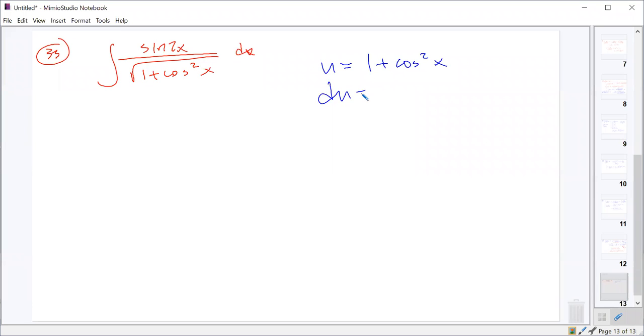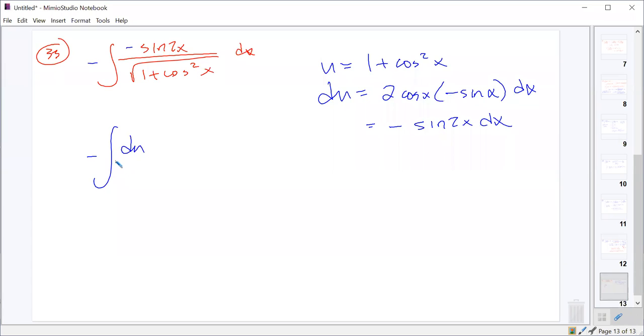The derivative then is 2 cosine x times the derivative of cosine, which is negative sine x dx. Well, negative 2 sine x cosine x. If I forget about the negative for a second, 2 sine x cosine x is just sine 2x. That's the double angle identity for sine. So this is negative sine 2x. So all I need is a negative and a negative. And this becomes negative du over root u.